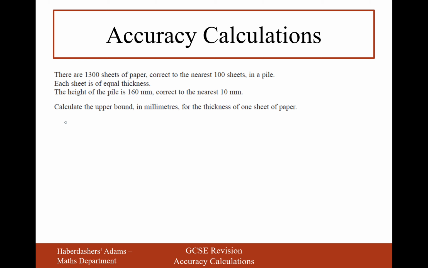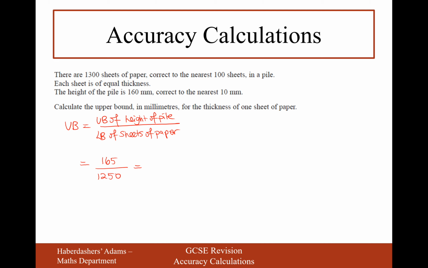So if we want to calculate the upper bound, we're going to have to calculate the upper bound of the height of the pile divided by the lower bound of the sheets of paper. Okay, so the upper bound for the pile of paper is going to be 165 millimeters divided by 1,250 to the nearest 100 sheets.